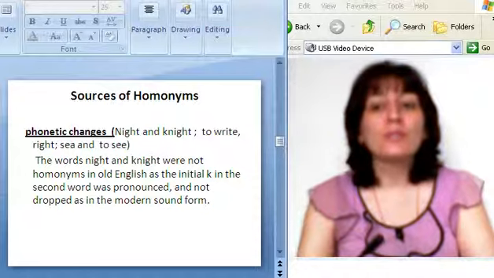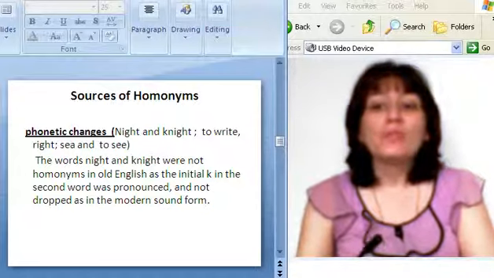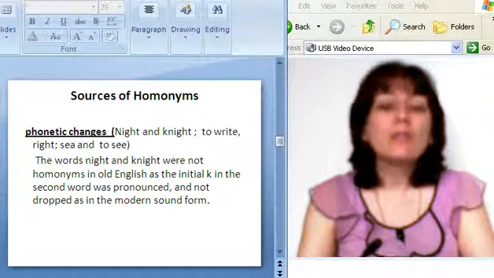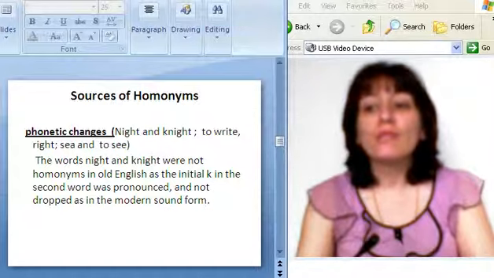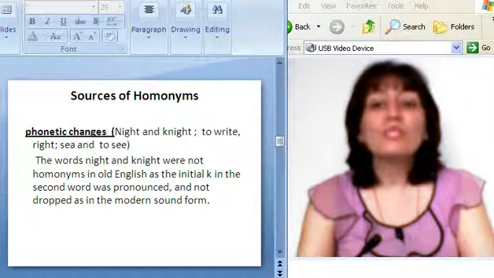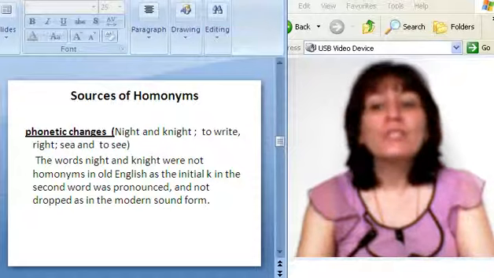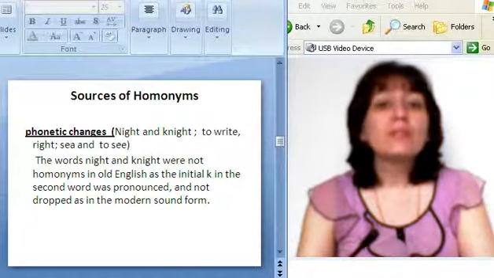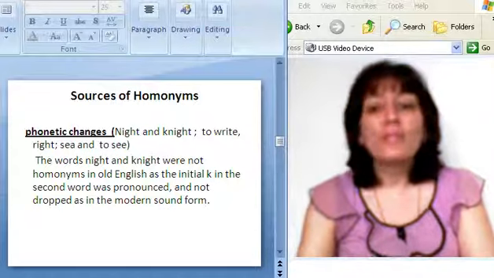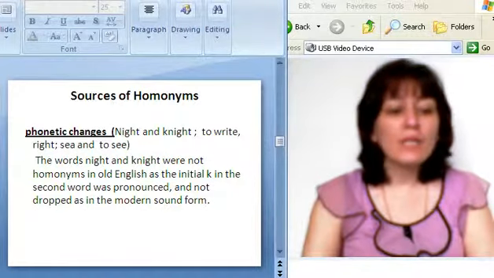So the Old English verb to write had the form of writan, and the adjective right had the forms riht, reht. So the noun sea descends from the Old English sæ, and the verb to see from sēon. So in fact, they were not homonyms in Old English, but they are now due to phonetic changes. Another source is borrowing, yes, for homonyms.